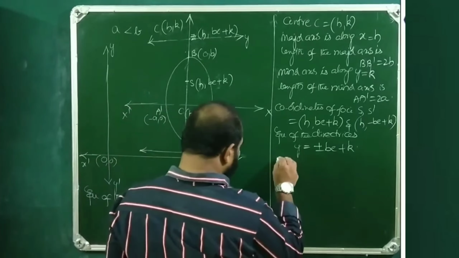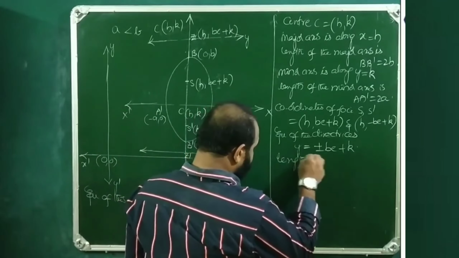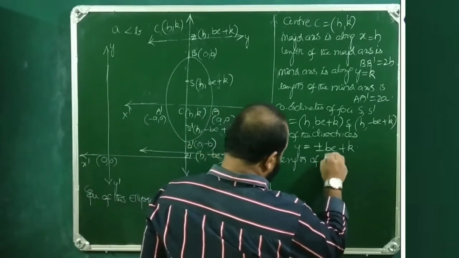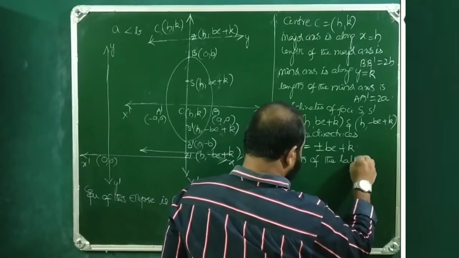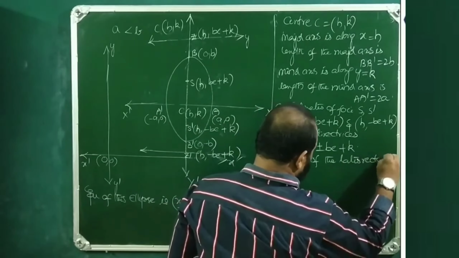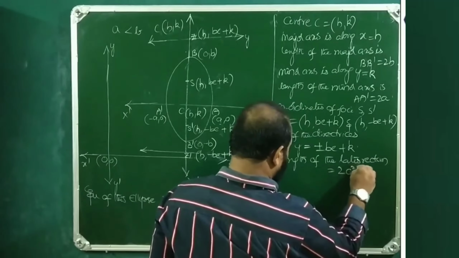And the length of the latus rectum is equal to 2a square by b.